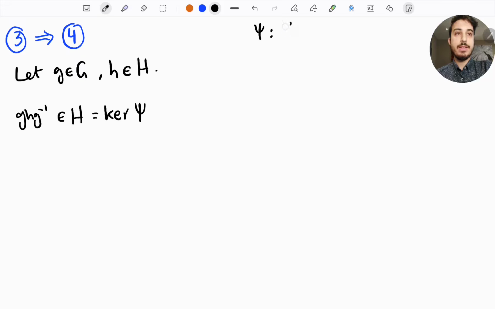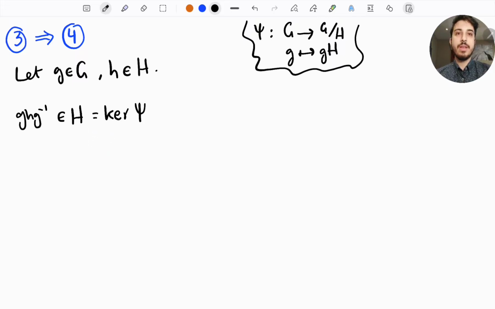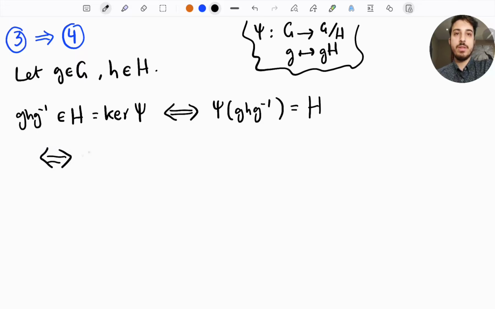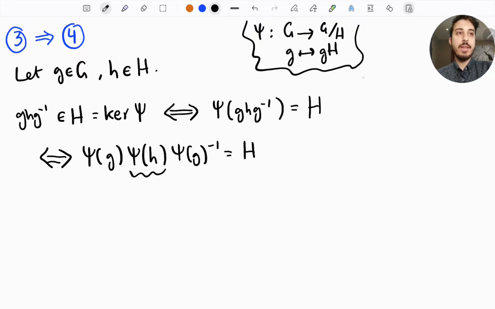Psi, as you may remember, is the epimorphism taking an element in G and giving a coset GH. And we've just said that H is the kernel of that epimorphism. So this is if and only if. So since this element is in the kernel of psi, then if we apply psi on this element, we should get back the identity of the quotient group. So psi of GHG inverse should give us the identity, which is H. And because psi is a homomorphism, we can split this up to get psi G, psi H, psi G inverse is equal to H. But psi of H is nothing but taking H and giving us HH, which we've said is equal to H.